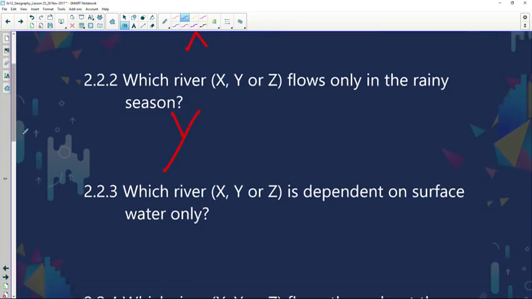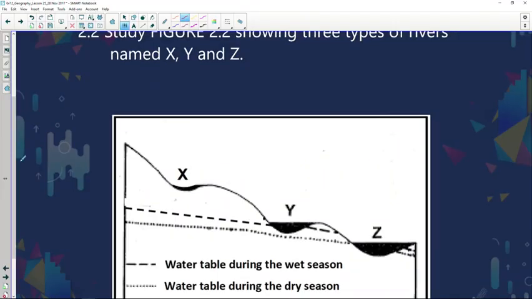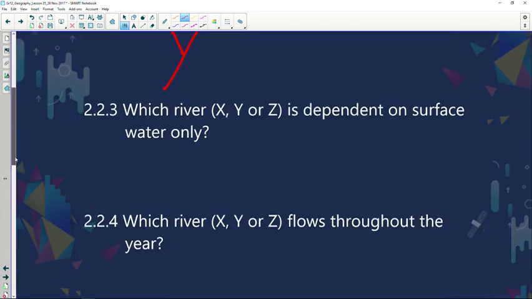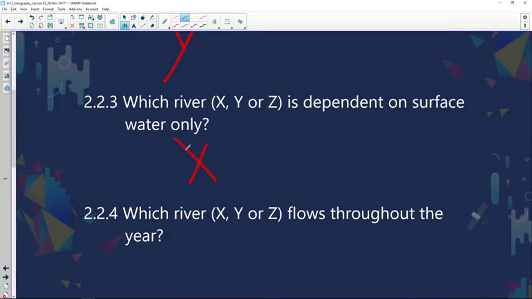Now, which river, X, Y, or Z, is dependent on surface water only? Keep in mind, it can't rely on underground water. Only water that falls to the ground as precipitation. And the correct answer over there, you can see only to the surface, that's going to be river X. If you look over there, it only depends on the surface water.